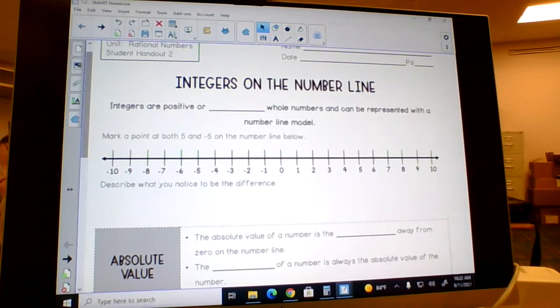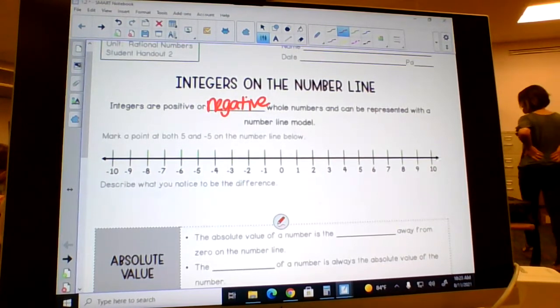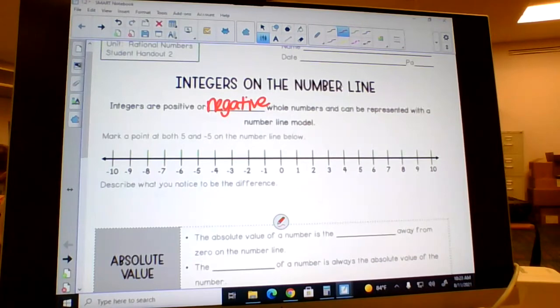Alright, so integers. We talked about integers a little bit the other day. Integers are positive or negative whole numbers and can be represented with a number line model. It says mark a point on both 5. So I'm going to go to 5, positive 5, and negative 5 on that number line below.